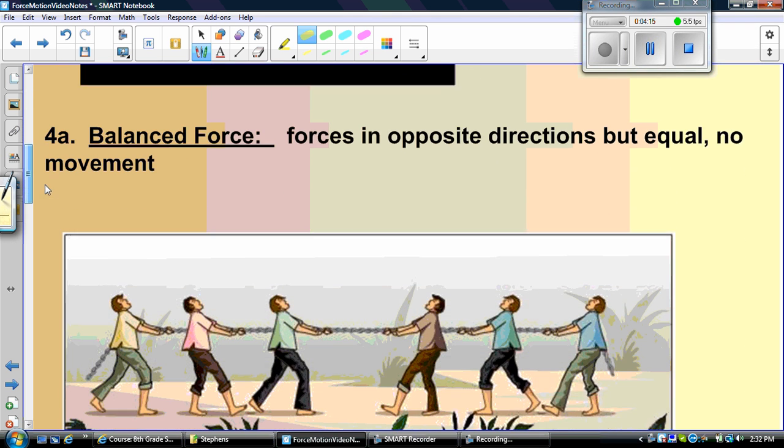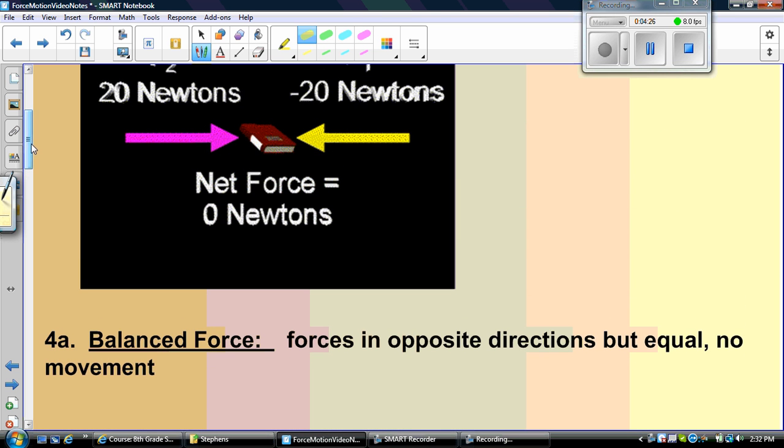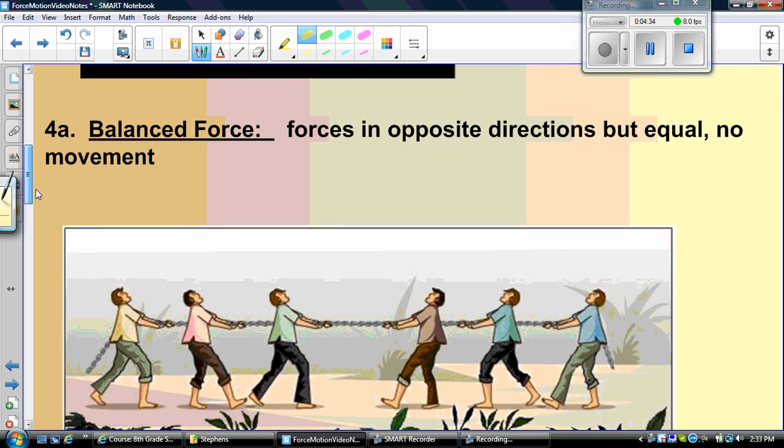One of the ways that we can tell if forces are causing motion is whether we have balanced or unbalanced forces. Balanced forces are in opposite directions, but they're equal. For example, in this example up here, we had two forces in opposite directions. They were equal, so the net force was 0, so that is called a balanced force, and they're not moving.